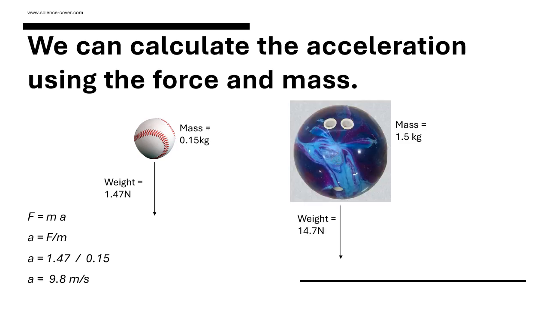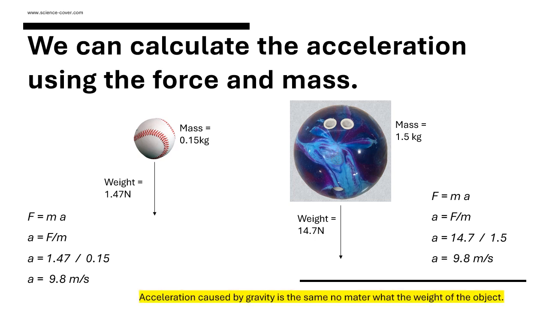If you select a larger object, like this bowling ball, which has a mass of 1.5 kilograms, we can use the same equation to calculate the acceleration for the bowling ball. So the force is the weight pulling it towards the ground, 14.7, divided by its mass of 1.5, and this also equals 9.8 meters per second squared. So the acceleration caused by gravity is always the same, no matter what the weight of the object. That means that this bowling ball and this baseball will both accelerate at the same rate.